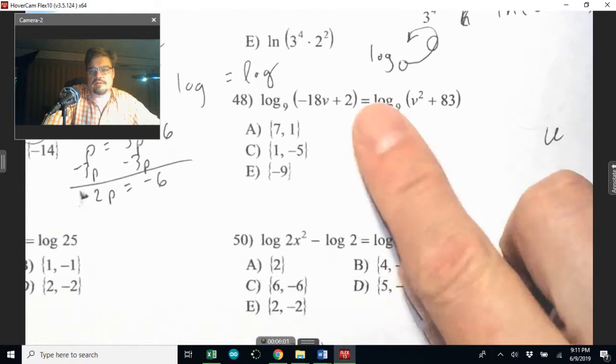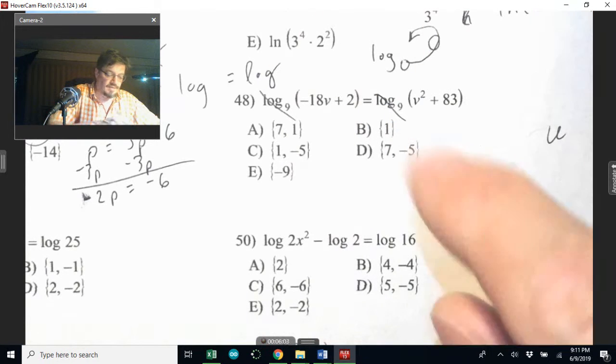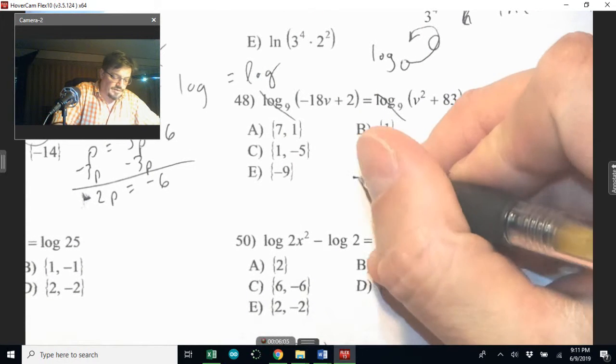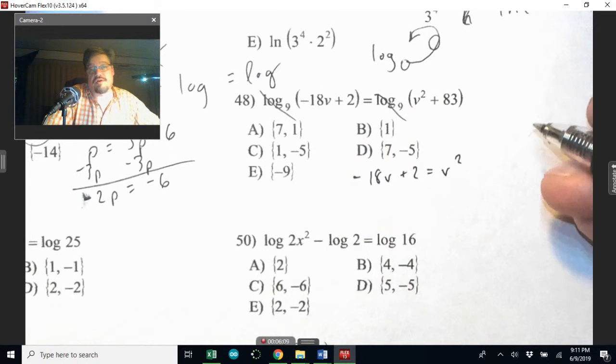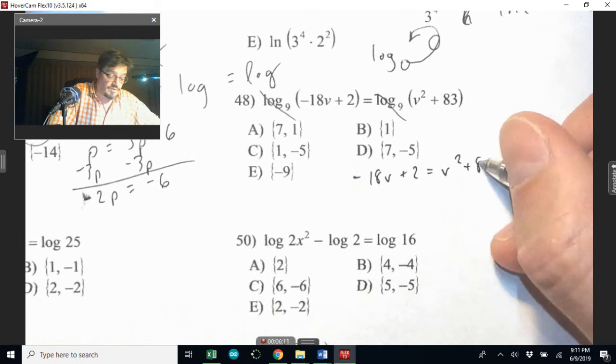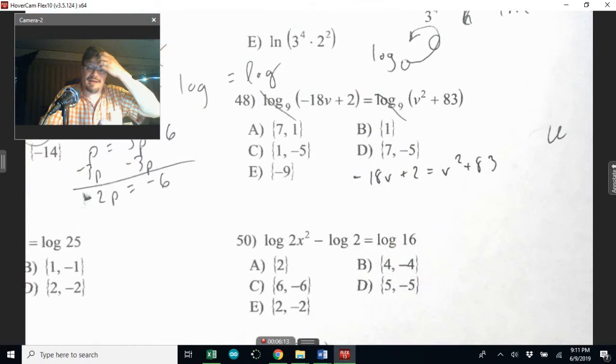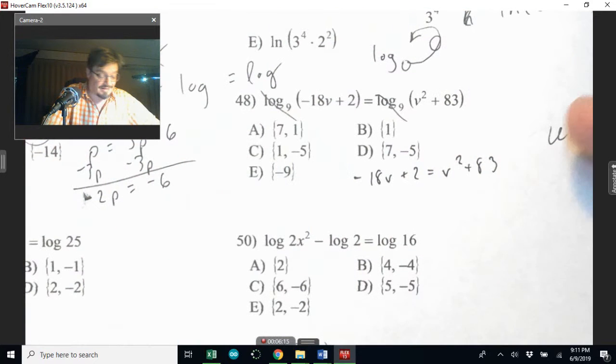Next, log on both sides. Bam, bam, same base. So now we set these equal to each other. And this one's going to be a little different because it's going to be like an equation that we solved way back in November when we were doing quadratics. Now, the reason why I know it's a quadratic is because I see a v squared.